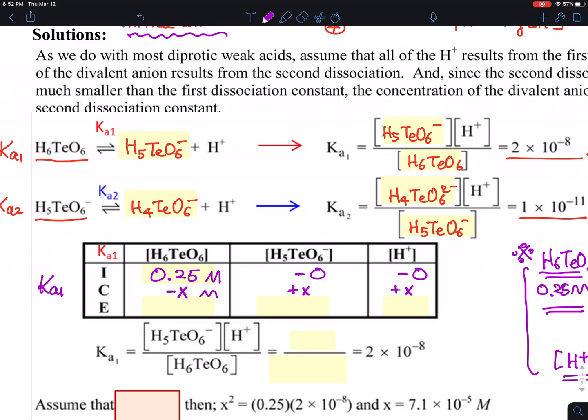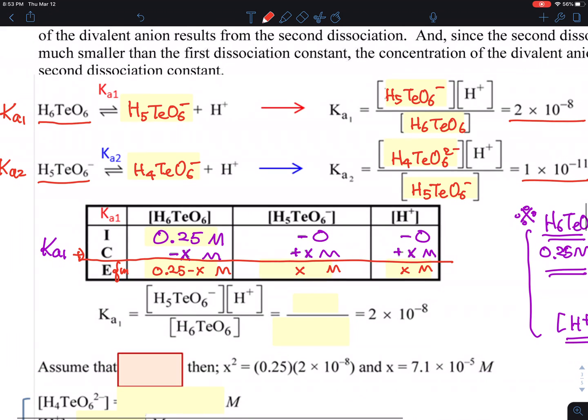You're losing some, you're making some on the other side. So as a final, you are going to say this is an equilibrium, right? Equilibrium concentration: that's 0.25 minus X molar, and this is an X, and that will be an X molar, because equilibrium is a net result of initial minus change.